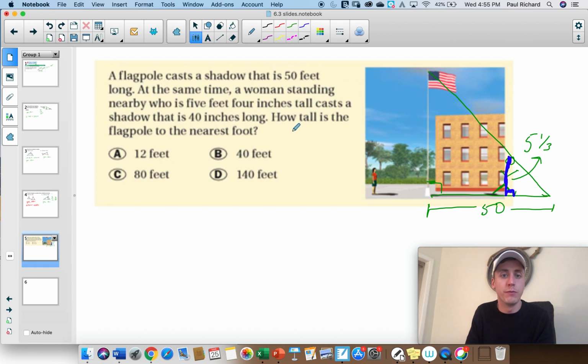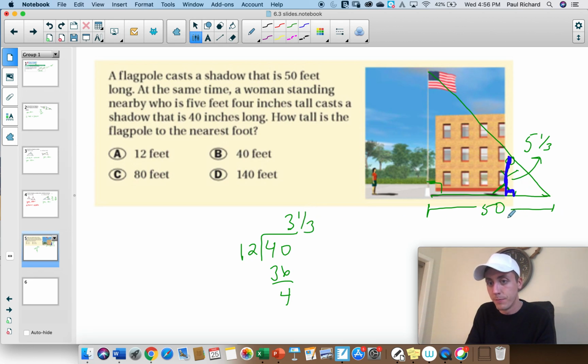She cast a shadow of 40 inches. 40 inches, we have to figure out how many feet that is. 40, how many times does 12 go into 40? That goes in 3 times, 36, remainder of 4. So it's 3 1/3. So her shadow is 3 1/3. And that's from here to here. Question is, how tall is the flagpole? We're going to call it x.